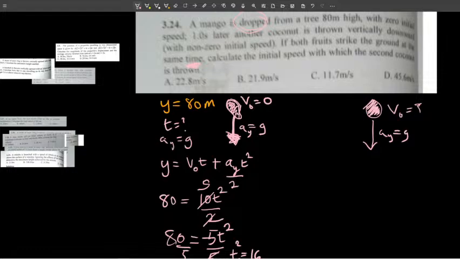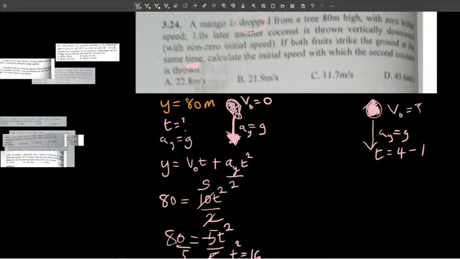But don't forget that the coconut was released 1 second later. Which means the time taken for the coconut to fall will be 4 minus 1. Normally, they said that the time taken for 2 of them to fall is the same. They strike the ground at the same time. But we release the mango first and release the coconut 1 second later. So they're going to fall at the same time.